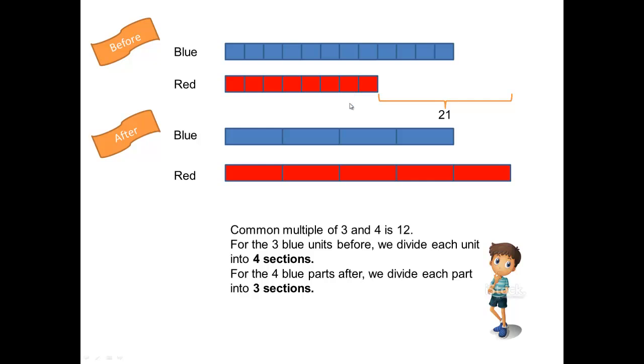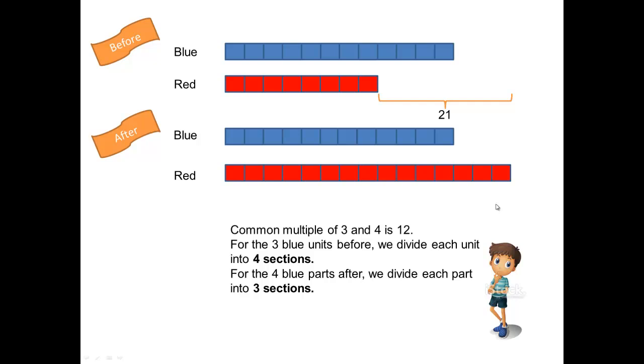Now, for the blue buttons after, we need to divide each part into 3 equal size boxes. 1, 2, and 3, for each part. We do that similarly for the red boxes after. Now, this is the completed model diagram.